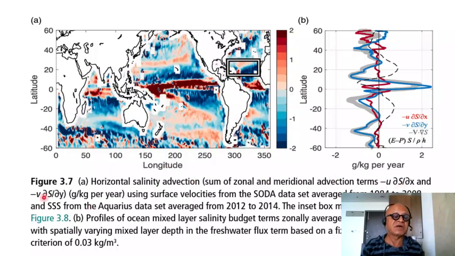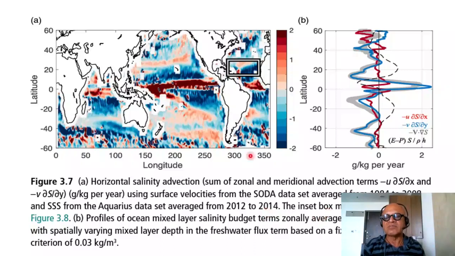Looking at the salinity budget terms, horizontal salinity advection, the sum of zonal and meridional advection terms, minus U ∂S/∂x and minus V ∂S/∂y, are being shown here using surface velocities from SODA, which is a reanalysis product, Simple Ocean Data Assimilation system, averaged from 1984 to 2008, and sea surface salinity from the Aquarius dataset, averaged from 2012 to 2014. So we tend to mix and match things like this to do heat budgets and salinity budgets, which gives us a lot of understanding of the processes at large scales, but one has to be careful when you mix and match in this sense.